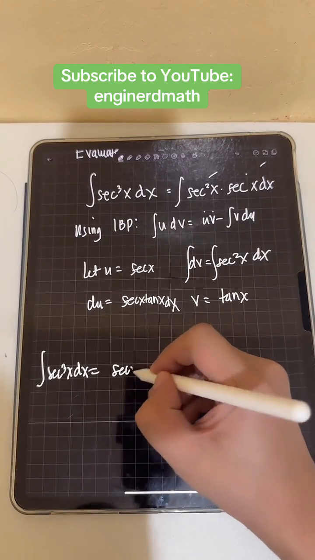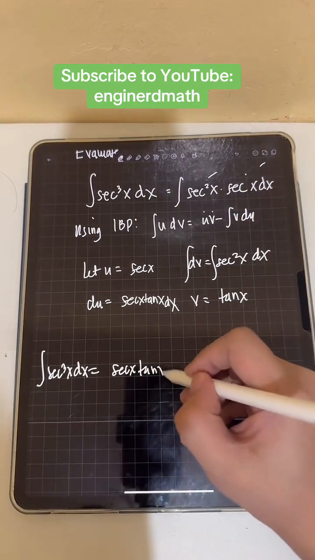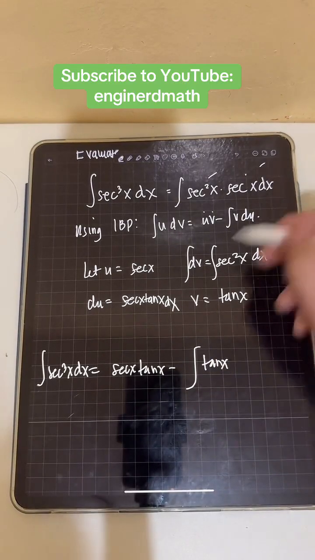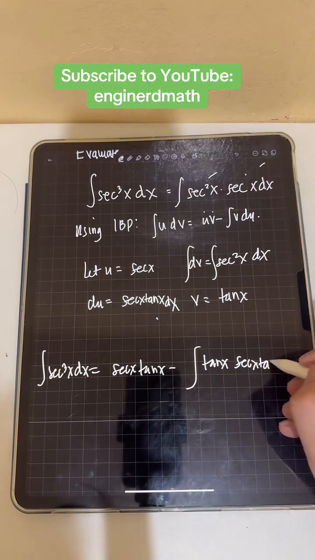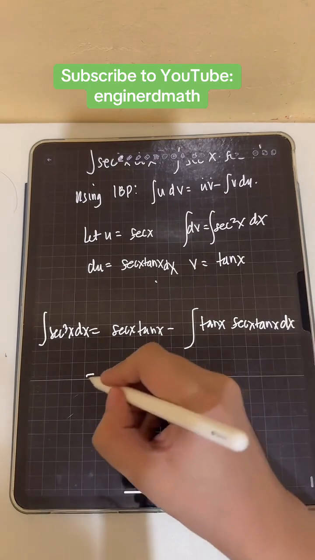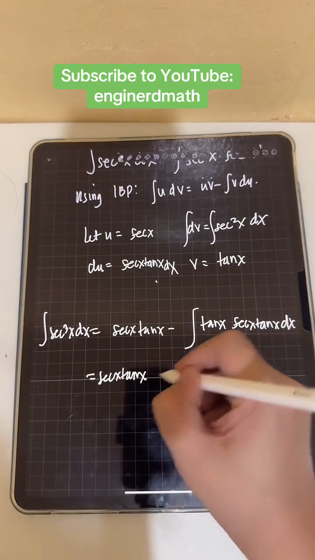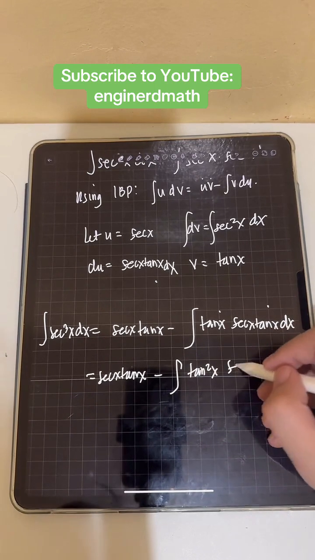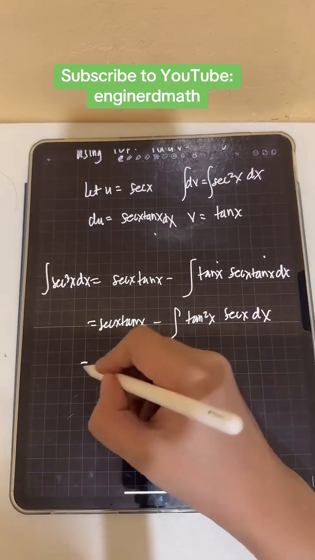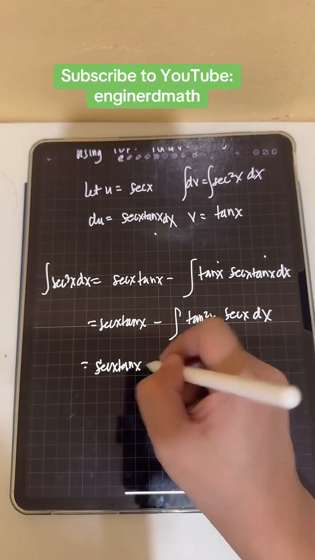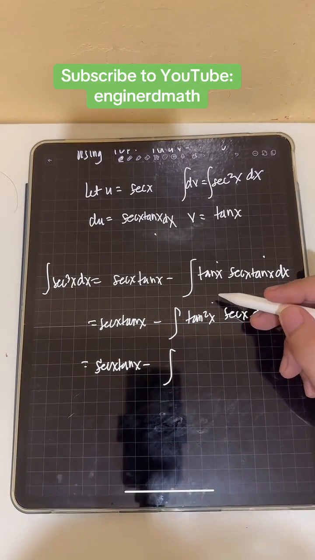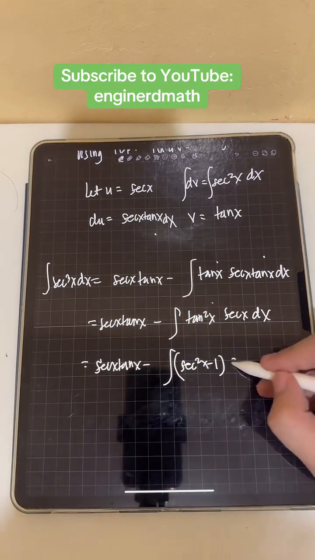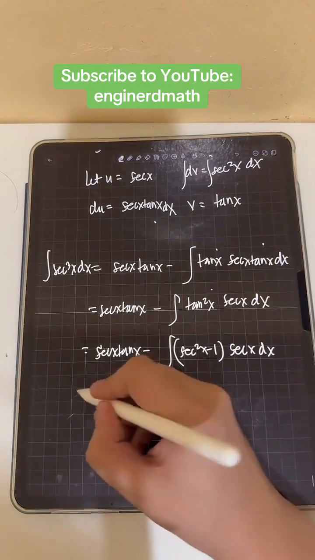u is secant x, v is tan x, then minus the integral of v du. So v is tan x times the du, secant x tan x dx. So we'll have secant x tan x minus the integral of tan x times tan x, it's tan squared x, times secant x dx. So secant x tan x minus, so we apply the Pythagorean identity for tan squared x. So it's equal to secant squared x minus 1 times secant x dx.